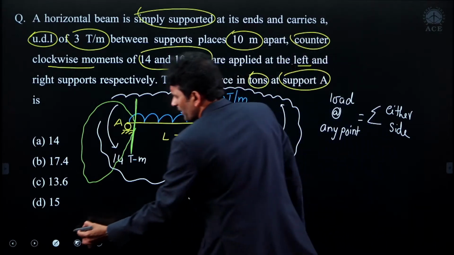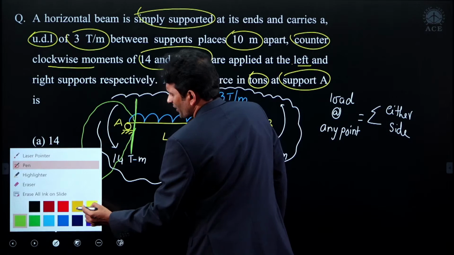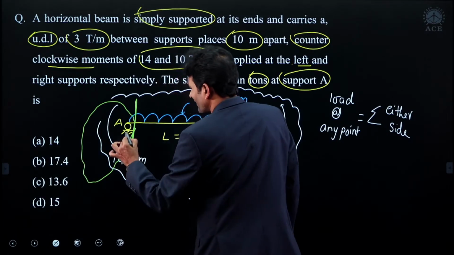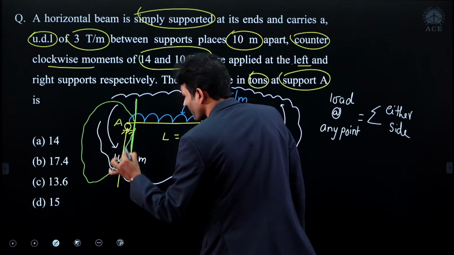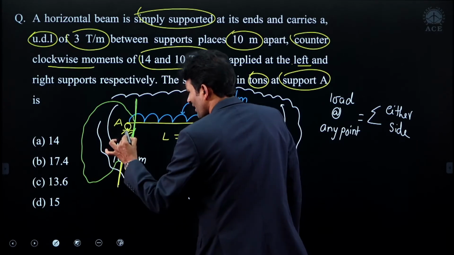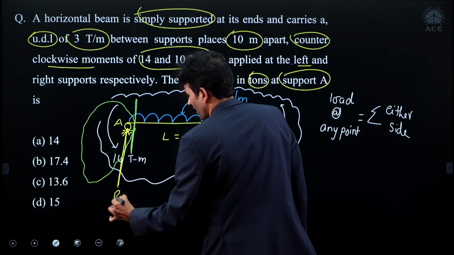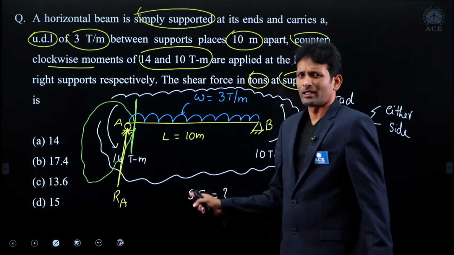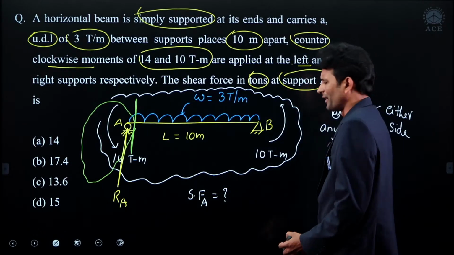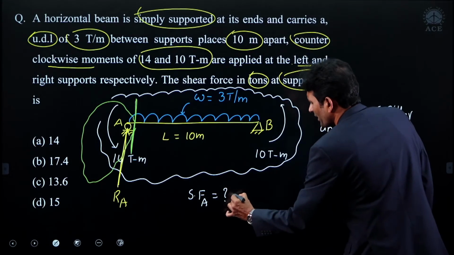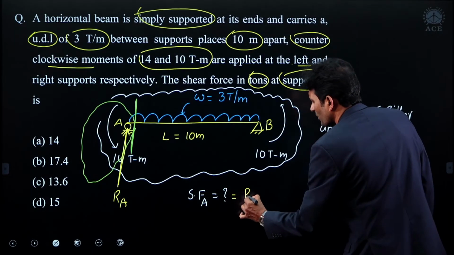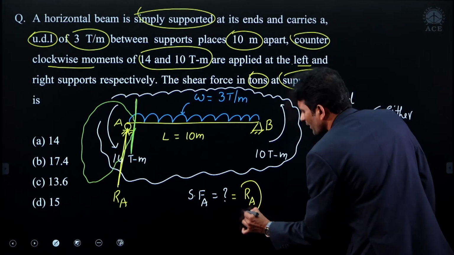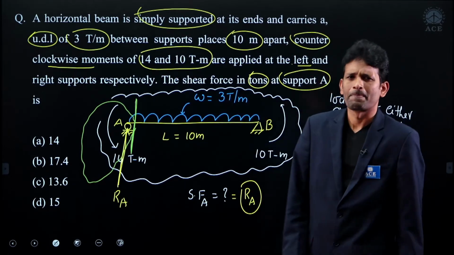On the left hand side, how many forces are we observing? Only one force, that is the reaction at this support, RA. So if I find the RA value, then automatically I get the shear force at point A. So shear force at point A should be equal to RA. So my aim is to find the reaction RA.